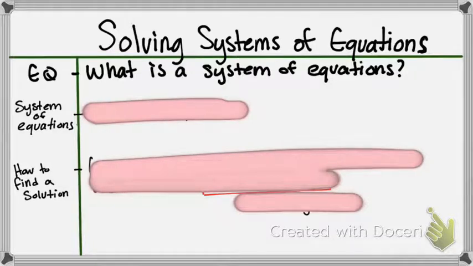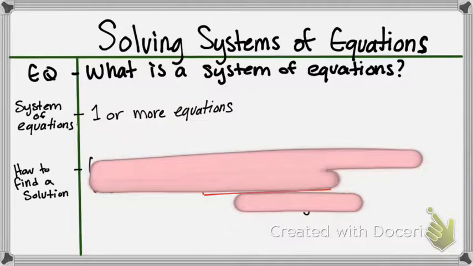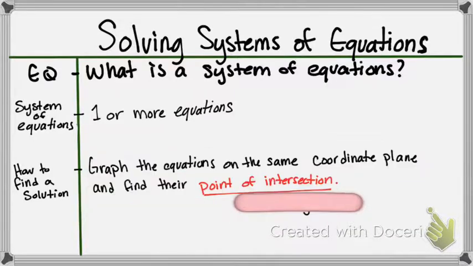Today we're going to solve systems of equations, and our essential question is, what is a system of equations? A system of equations is one or more equations in a problem. How do we find a solution? You're going to graph the equations on the same coordinate plane and then find their point of intersection, which is just another way of saying where they cross.